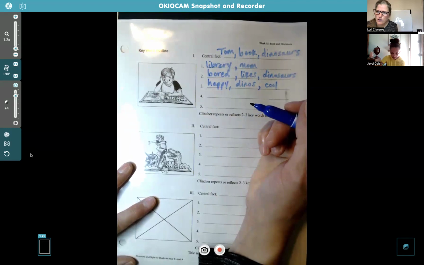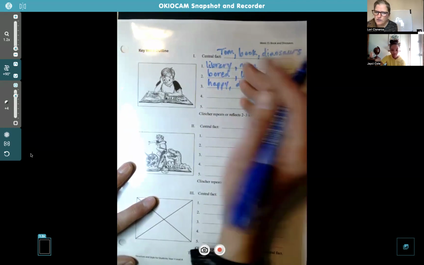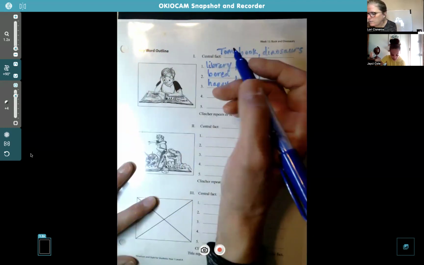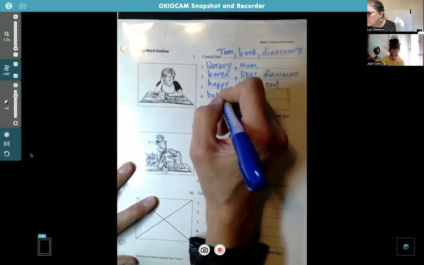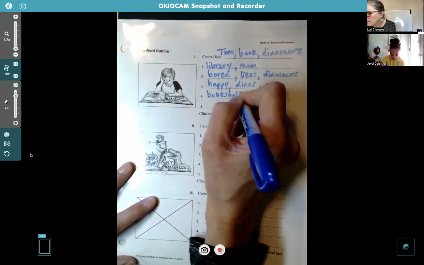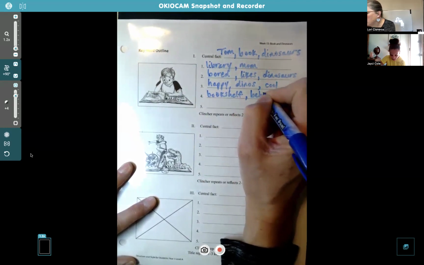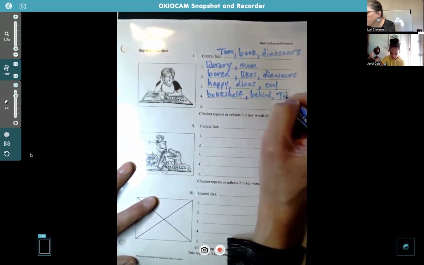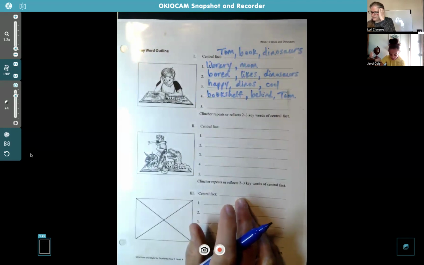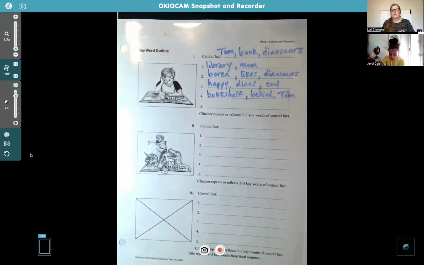But like I said, when you go to write your paragraphs here, you can change it up. We could just put bookshelf behind Tom. Maybe he's wondering something. Maybe he's wondering what it would be like to live during the time that dinosaurs lived.